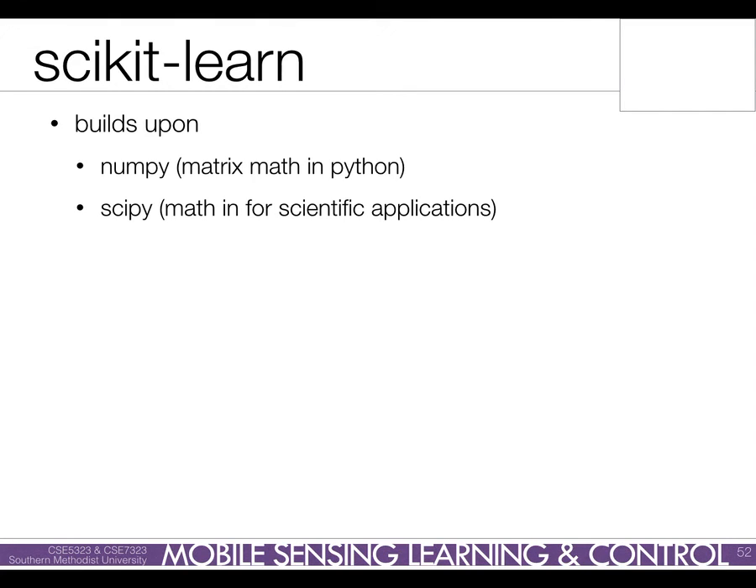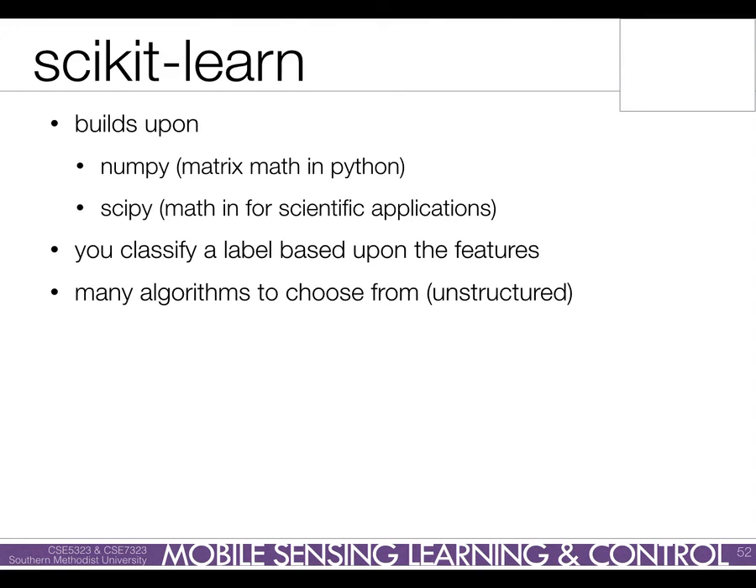So let's talk about Scikit-learn. It builds upon NumPy, SciPy, and Matplotlib. It's essentially matrix math in Python, and SciPy is something that's used for math in scientific applications, right? These are toolkits that were built for Python to be used in this way. Essentially, what it does is classify a label based upon the features that we have. In Scikit-learn, there's a lot of different machine learning algorithms that you get to choose from, and they all work in almost exactly the same way, so that you can just take one word out, put another keyword in, and all of a sudden you're using something different.